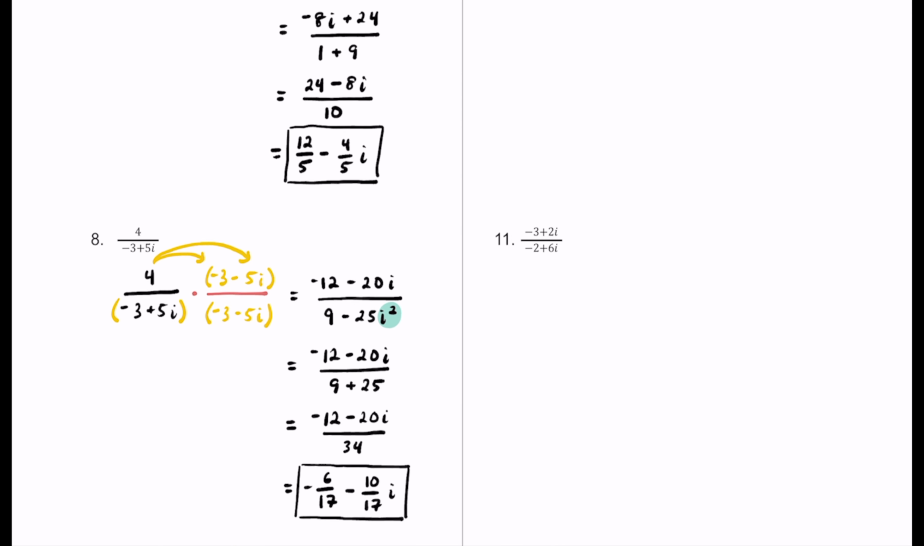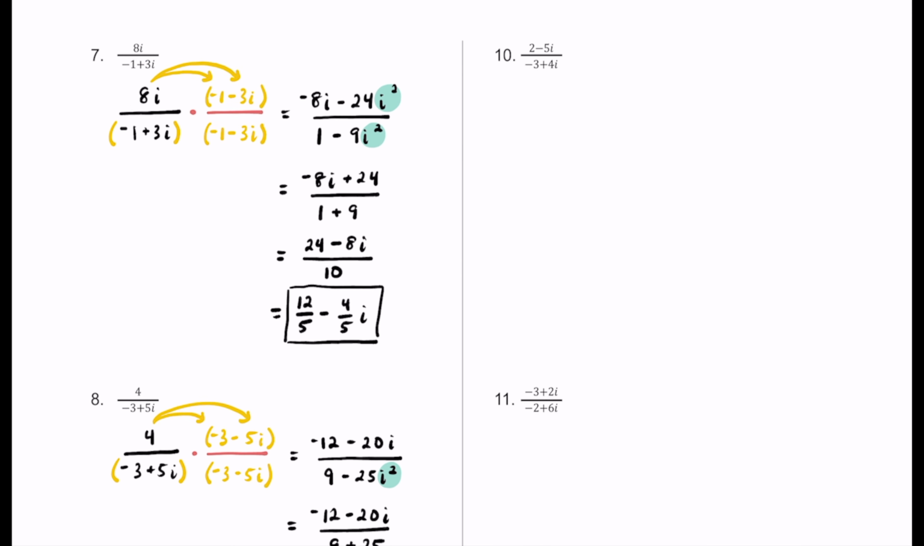For number 10, let's go ahead and see what we got. Okay, so we actually have some more complicated looking expressions here because we have a binomial on top, right? We have 2 minus 5i, and then underneath that we have negative 3 plus 4i. Now don't worry so much about the top right now, we have to worry about the bottom, but the top will have some extra work to do as well.